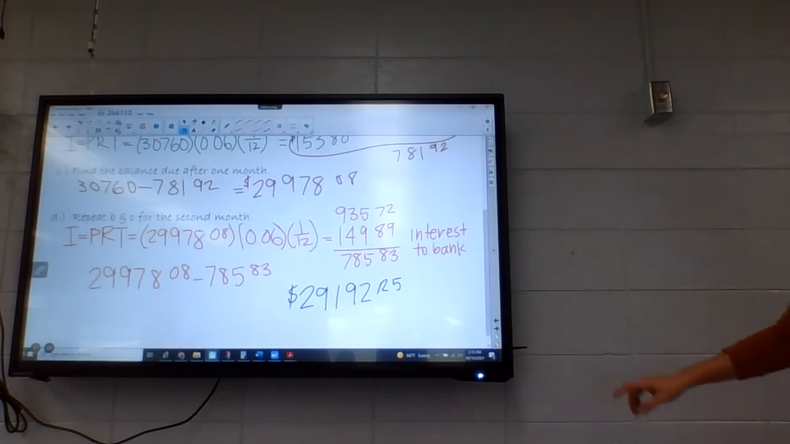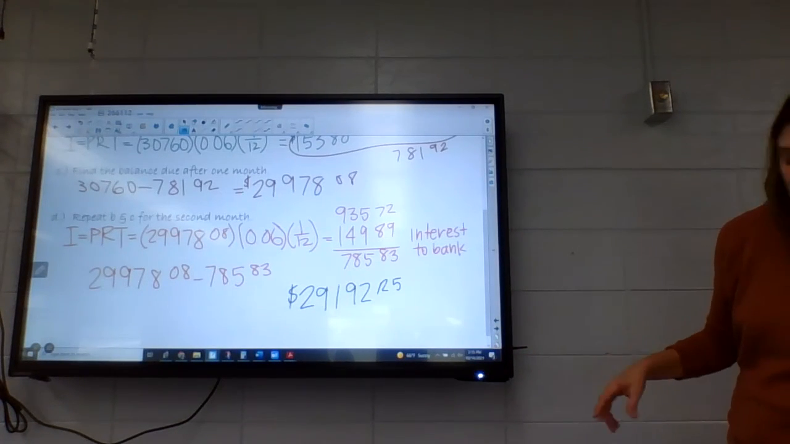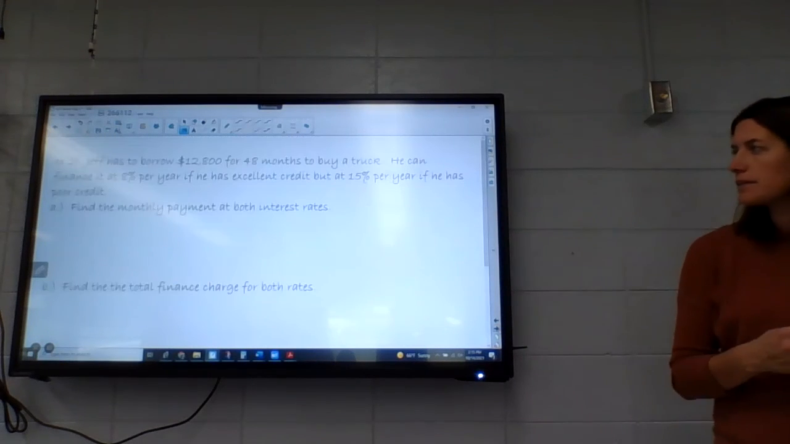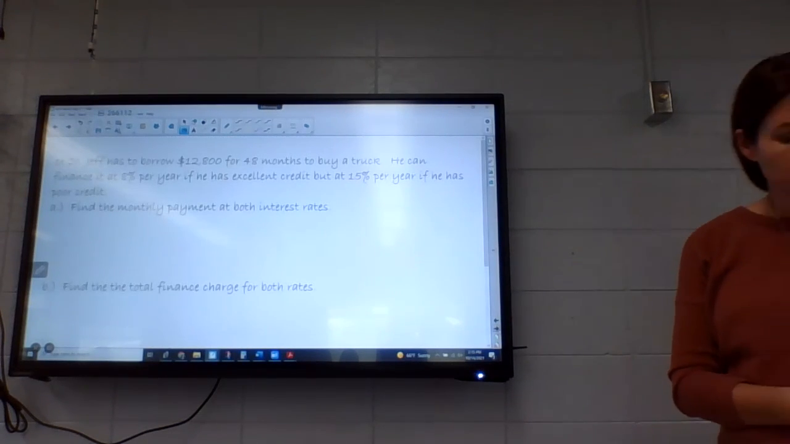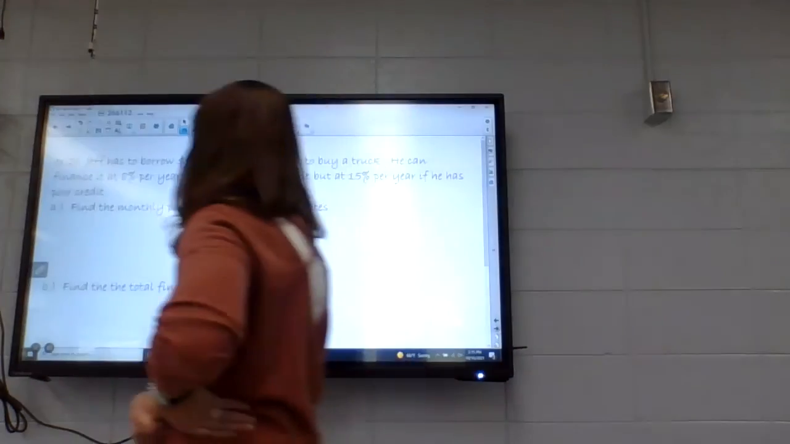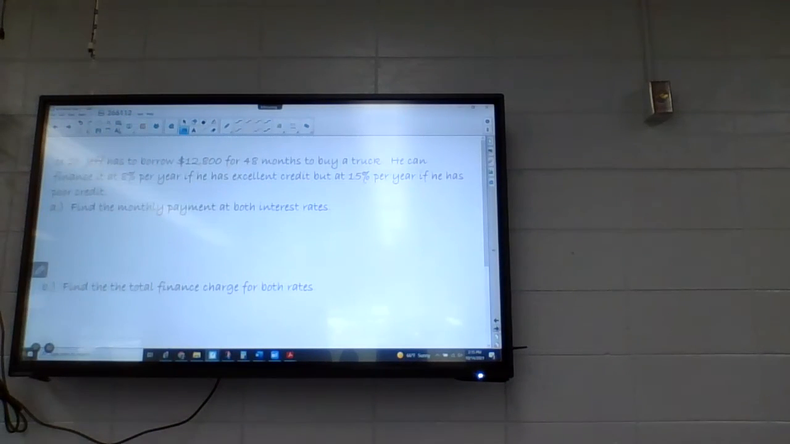All right, so if you flip your page over, there's another little table here. I love all these tables. All right, so Jeff has to borrow $12,800 for 48 months to buy a truck. He can finance at 8% per year if he has excellent credit, but 15% per year if he has poor credit. So this is real life.